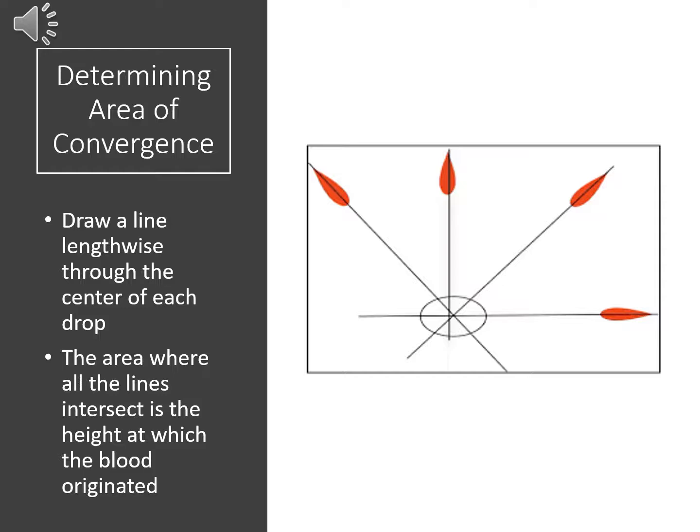So it's an area of convergence more than a point of convergence. Notice there's not necessarily all the lines going through a single point, but pretty close together there, and that's what we would call the area of convergence for our blood stain.